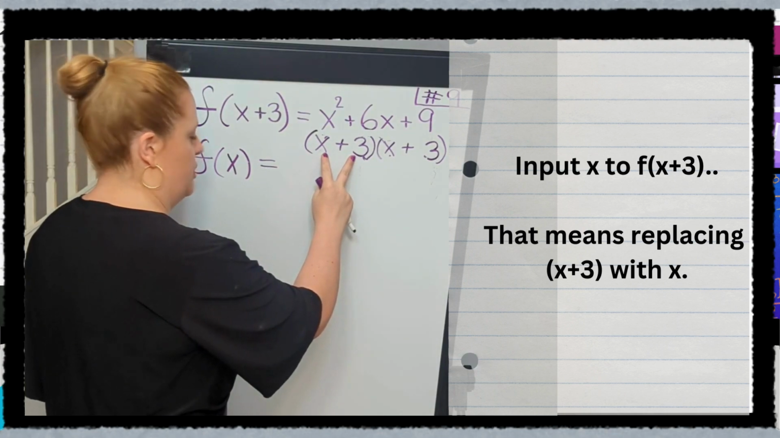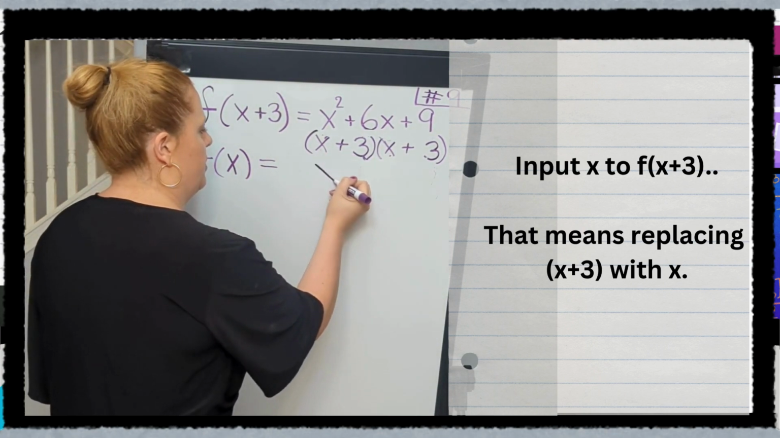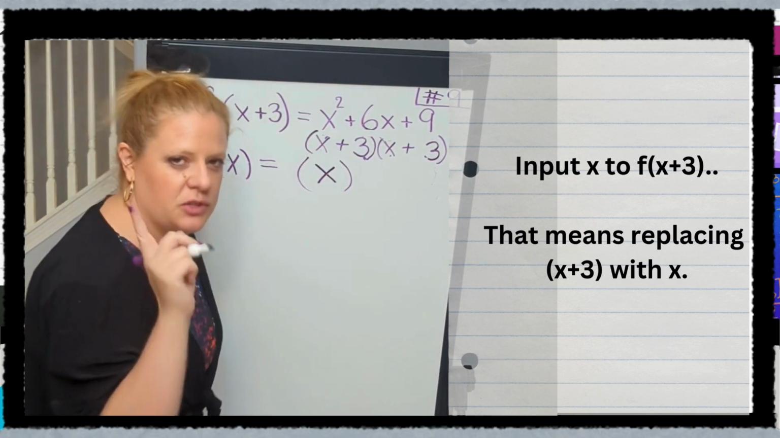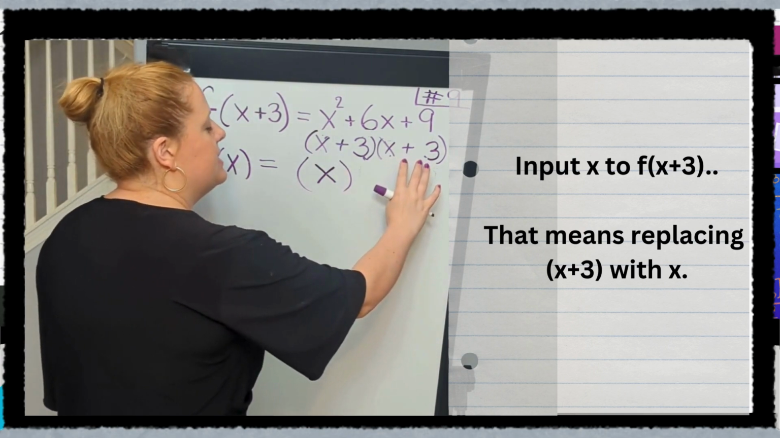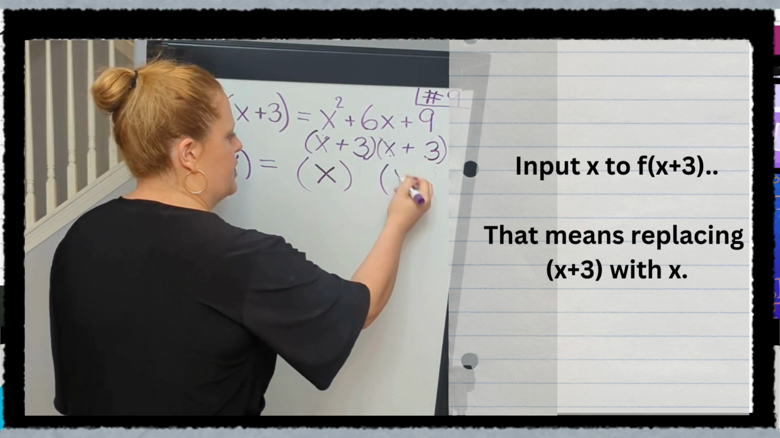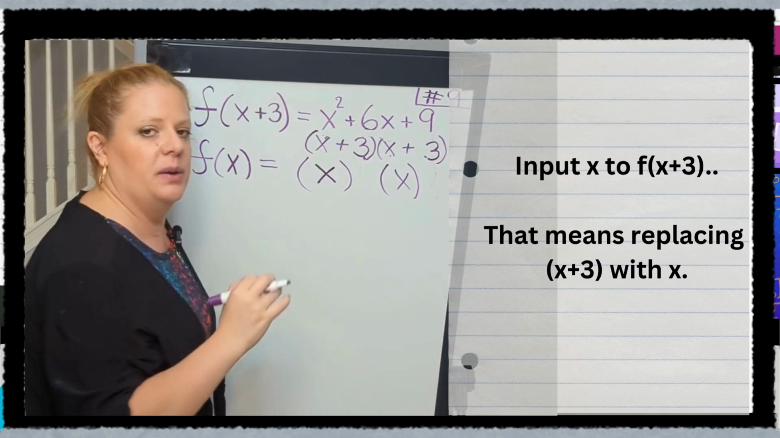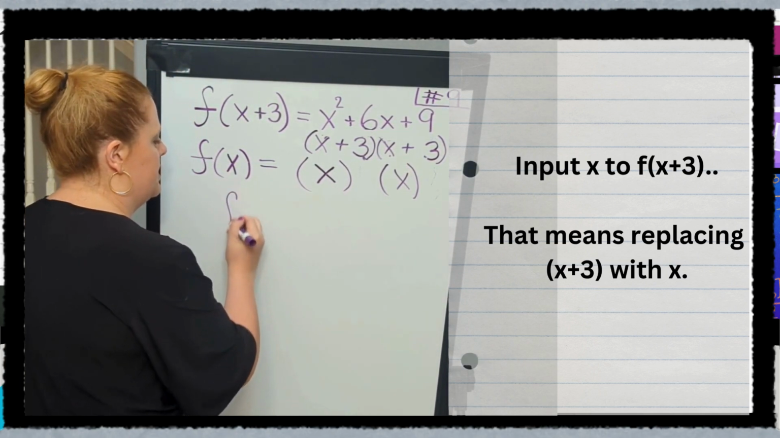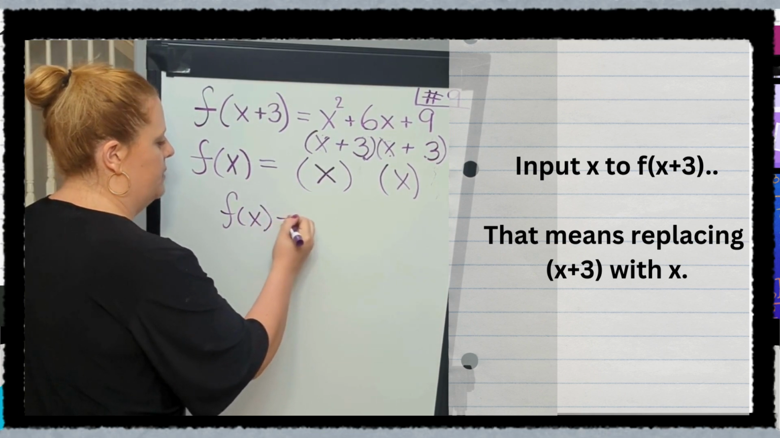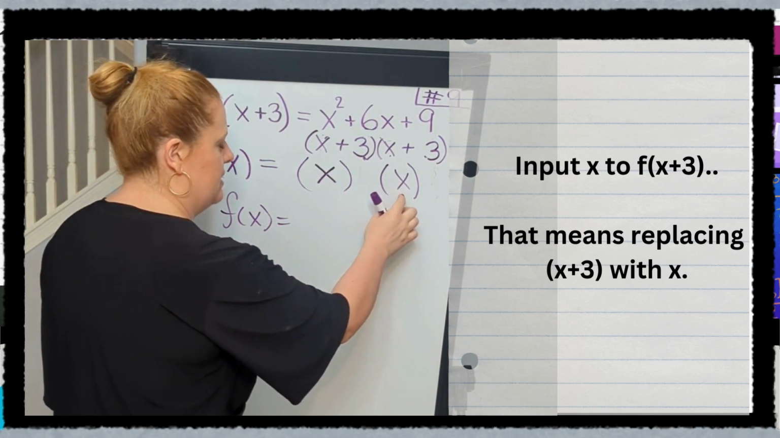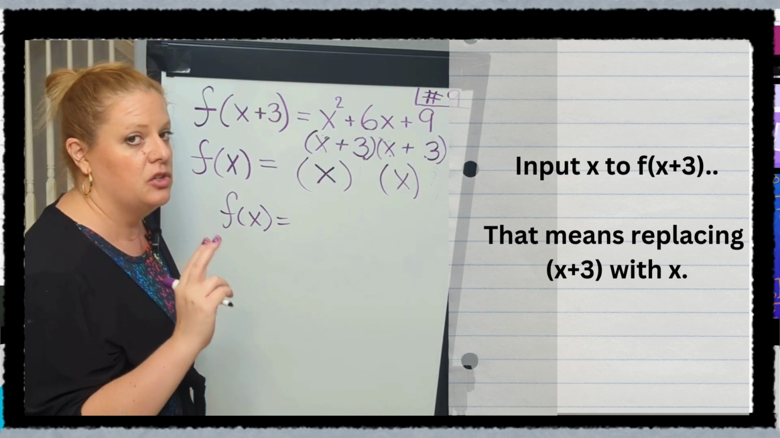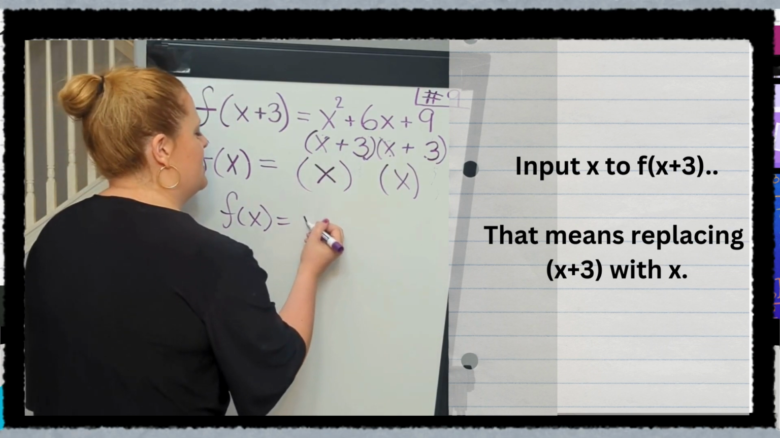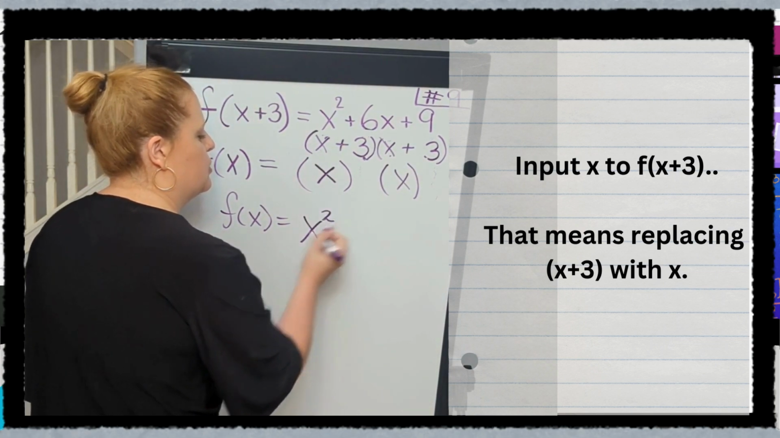Well, I see an x plus 3 here. I'm going to replace that with an x. Substitution, use parentheses. And I see a second x plus 3, so I'm going to input x in its place. Simplifying that, it comes out as x times x. That's not 2 x's, okay? That's x times x, which gives us x squared.